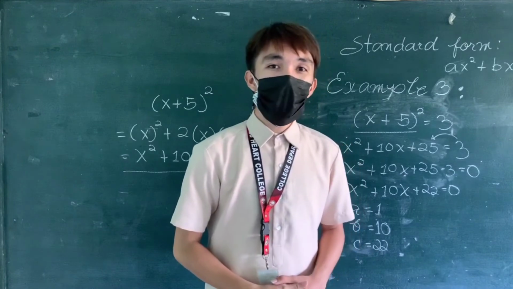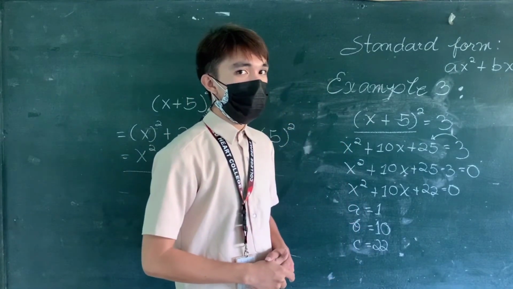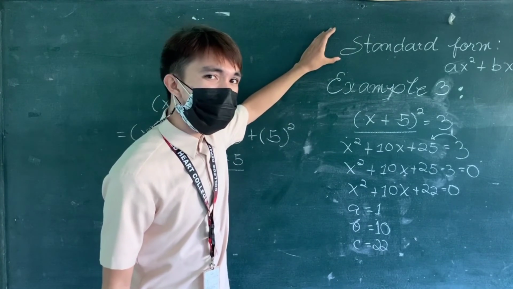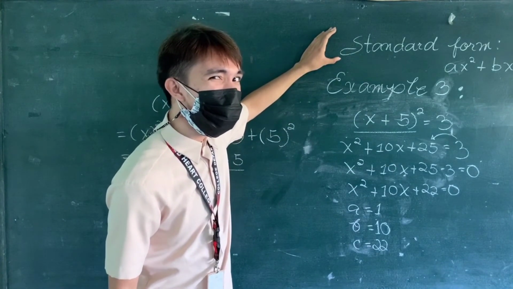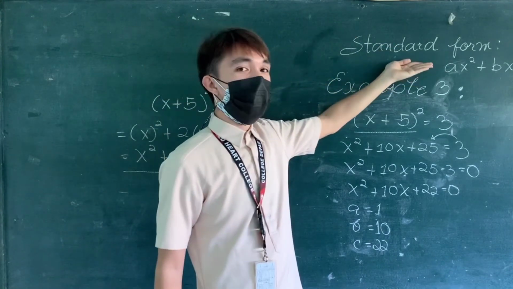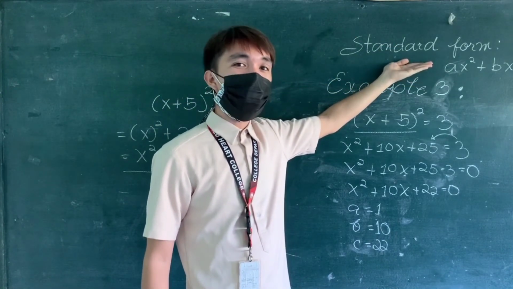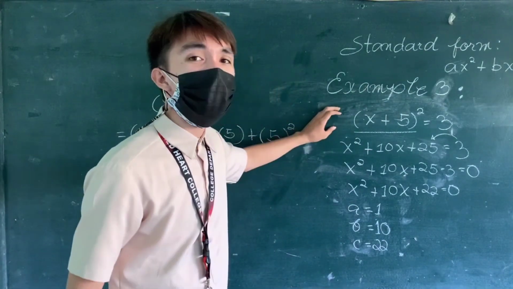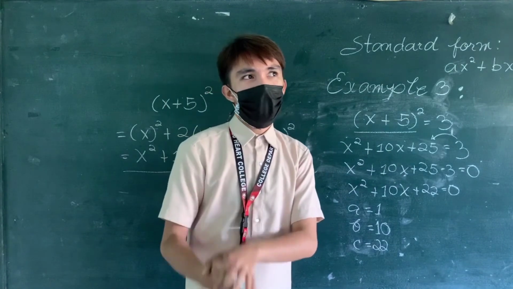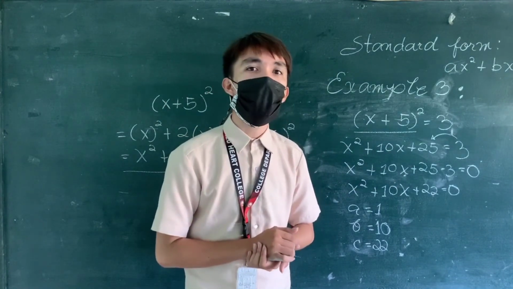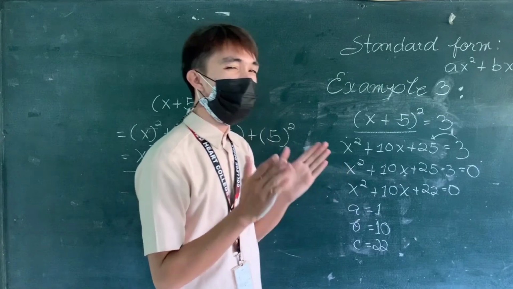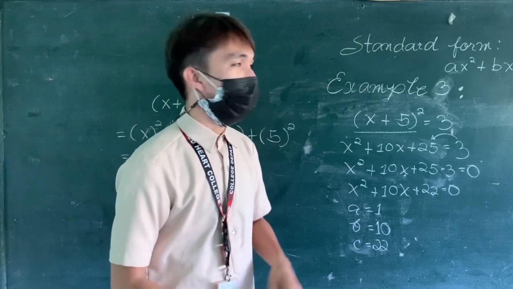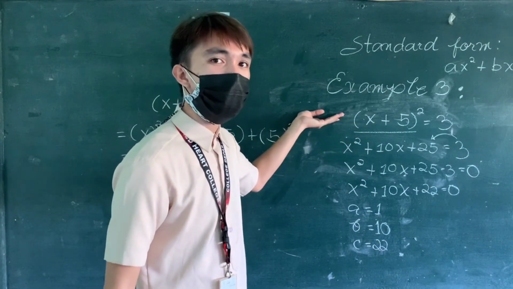Get it, class? Now I'm glad that you already know the standard form of a quadratic equation. What's the standard form of a quadratic equation again? We have ax squared plus bx plus c equals 0. So we now know how to transform a given quadratic equation into its standard form. Aside from that, we also reviewed squaring a binomial, because most of the given examples of quadratic equations that you have to transform are in this form, which we need to simplify.